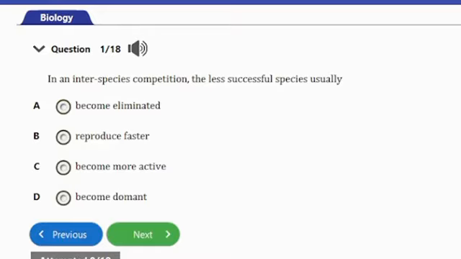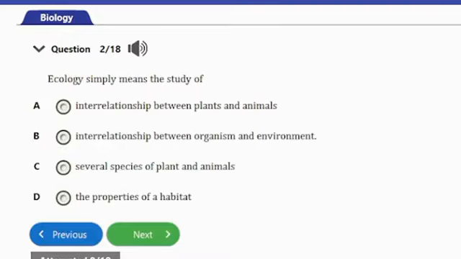It says, in an interspecies competition, the less successful species usually A. become eliminated, B. reproduce faster, C. become more active, D. become dormant. So guys, the answer to this question is option A. They become eliminated. So let's go ahead and check out the next question.